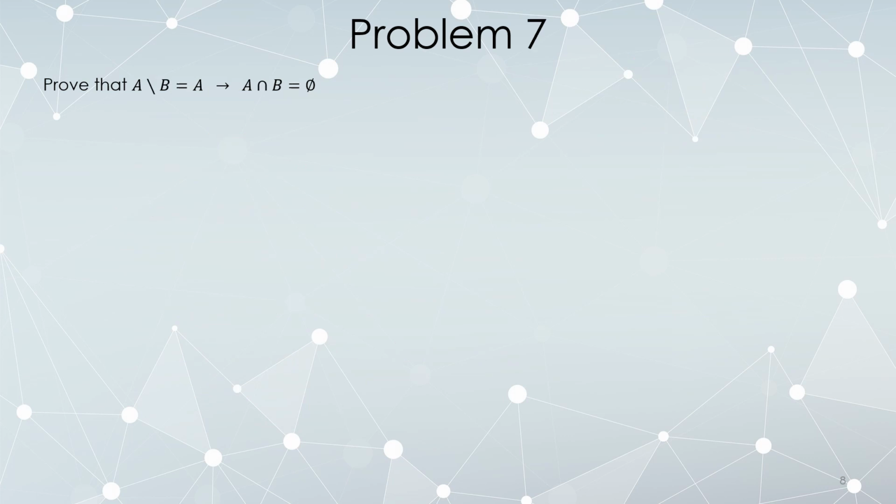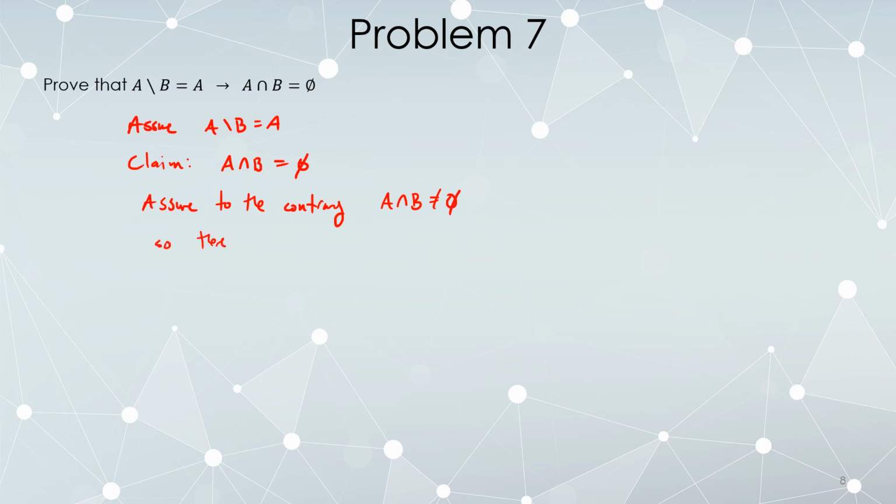Next up, another claim that something is empty, so we assume the given A minus B equals A. We claim that A intersect B is in fact empty, but when we're trying to show a set is empty, almost always we're going to assume to the contrary that it's not. What does it mean for a set to not be empty? There is something in it. I just need to make sure I use a variable that hasn't been used for anything and X hasn't.